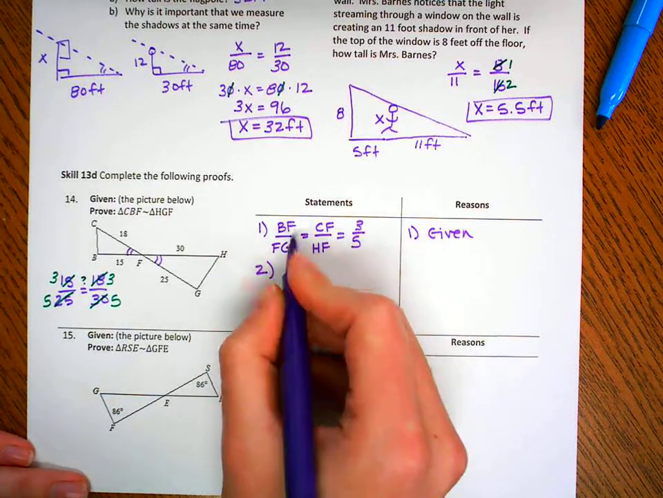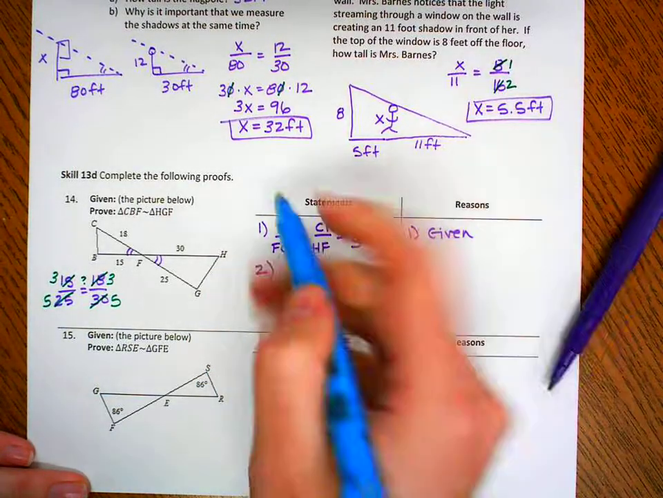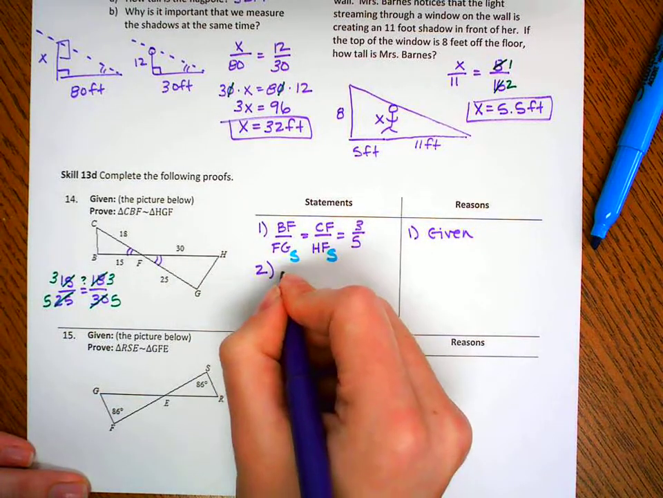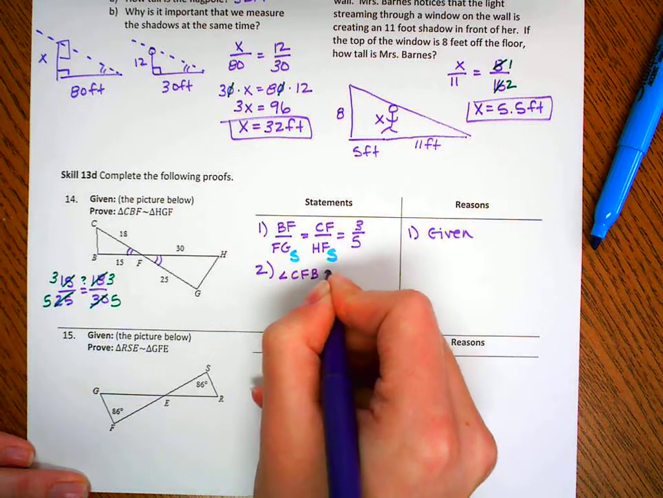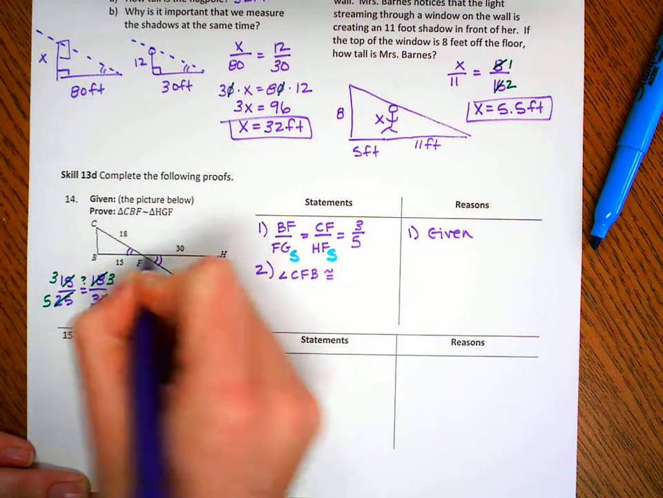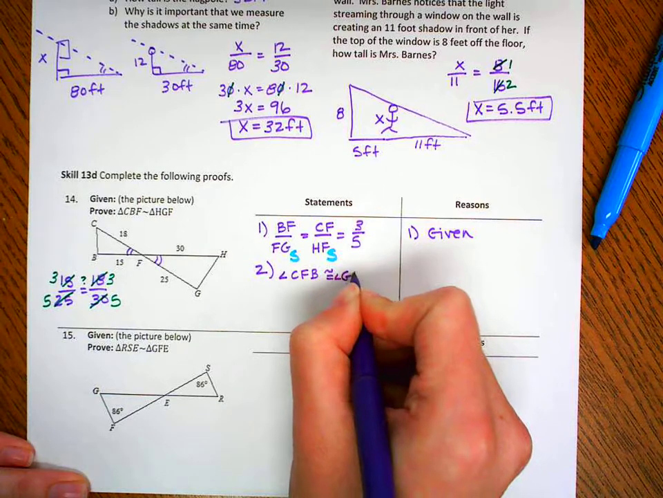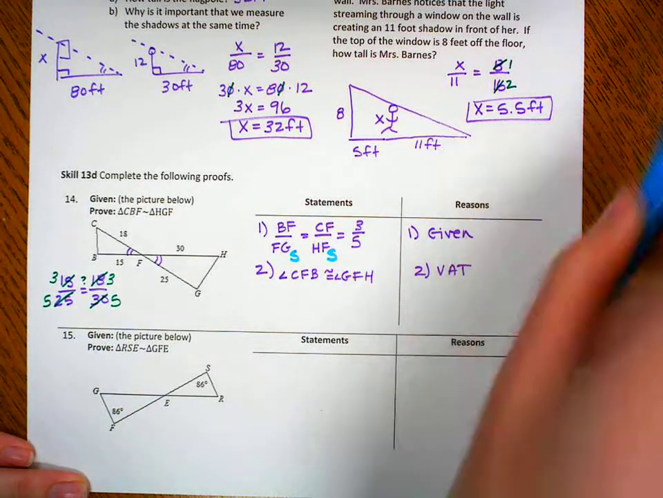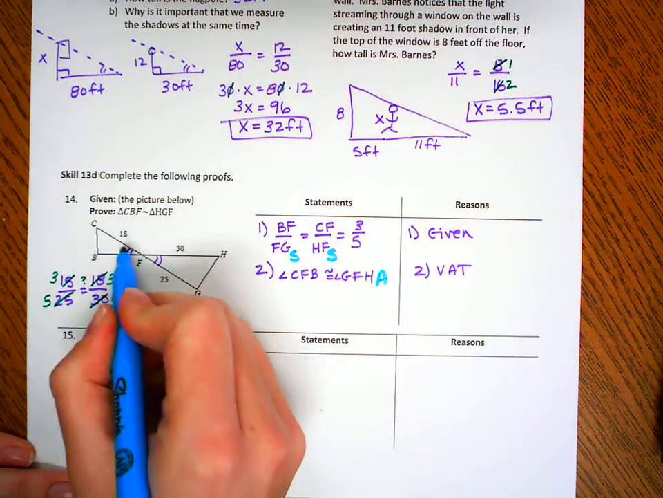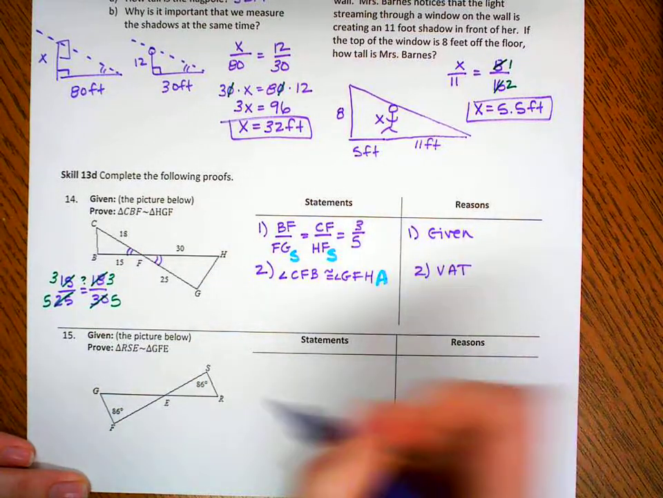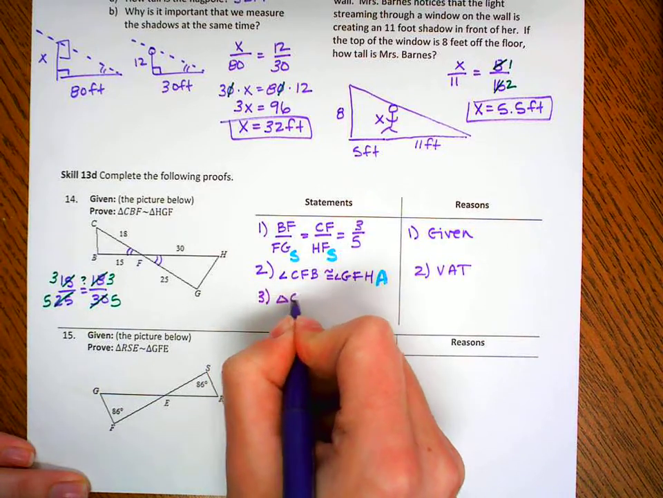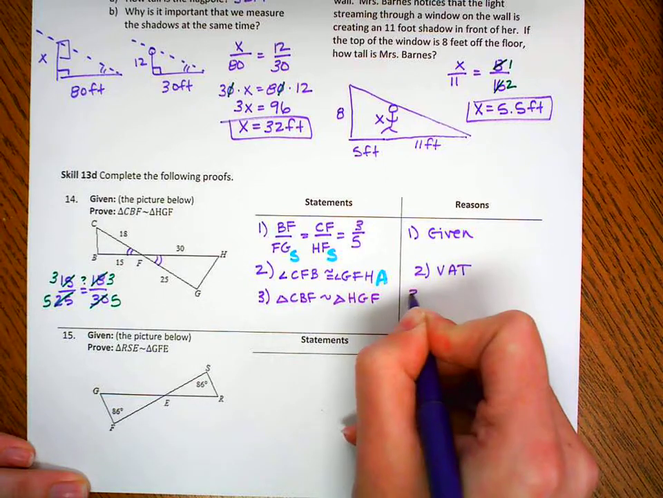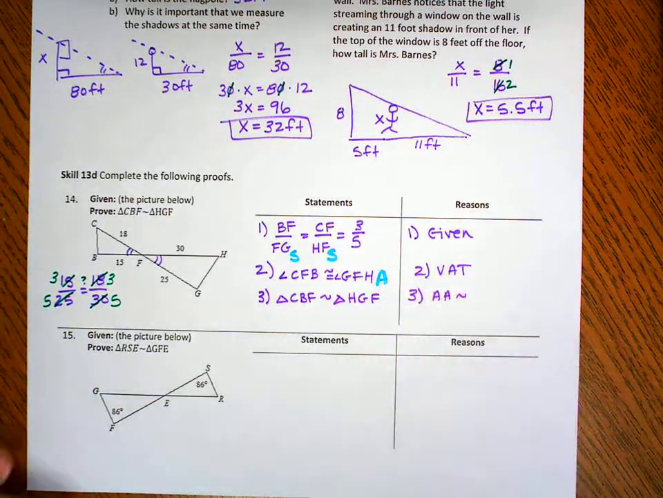Step 2, I have my 2 sets of sides now, so here's the first set of sides that are proportional, second set of sides that are proportional. I can also say that angle CFB is congruent to angle GFH, oopsies, because they are vertical angles. That's the vertical angles theorem. Well, now I have a set of included angles between the 2 sets of sides that are proportional. So now I can say that my 2 triangles are similar by SAS similarity.